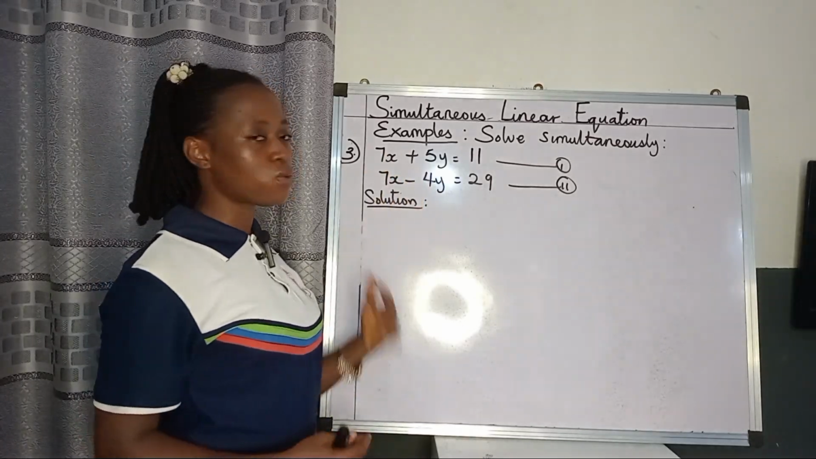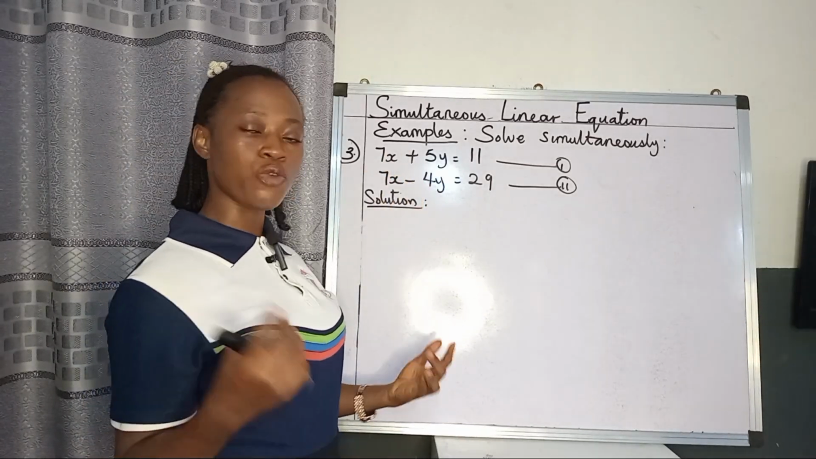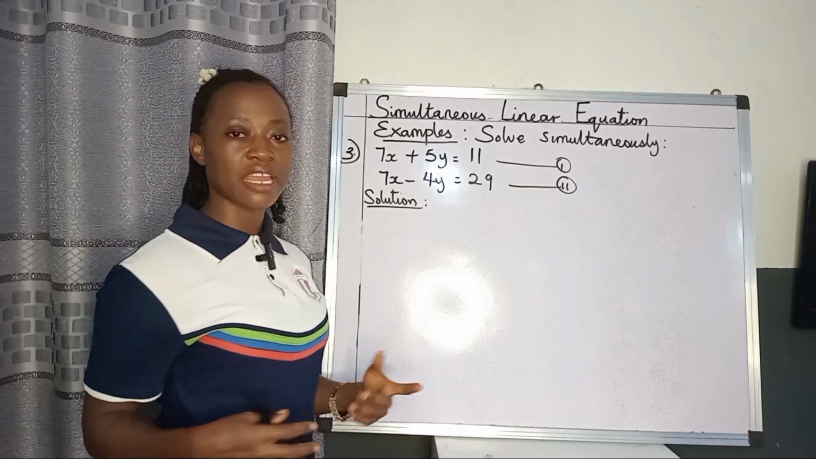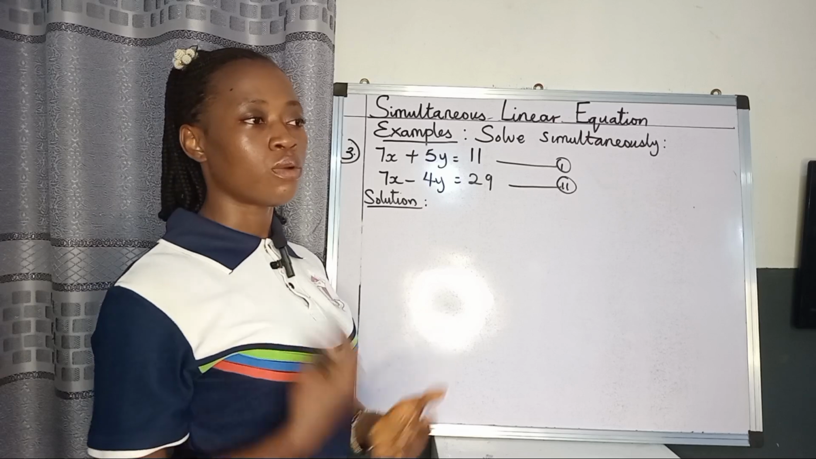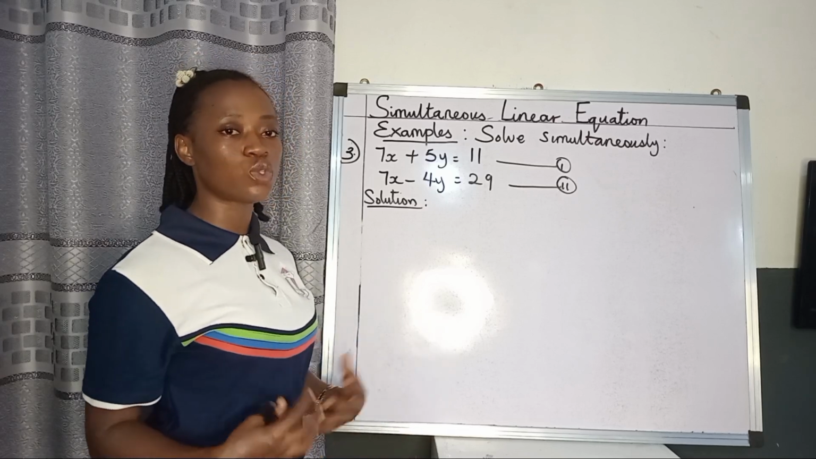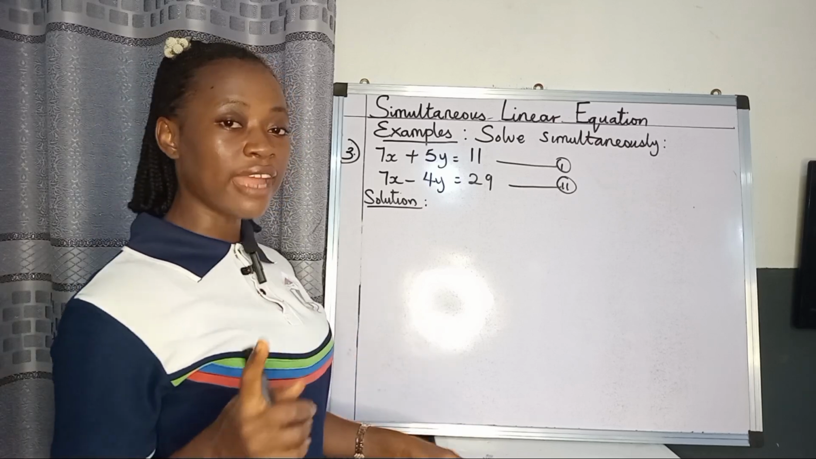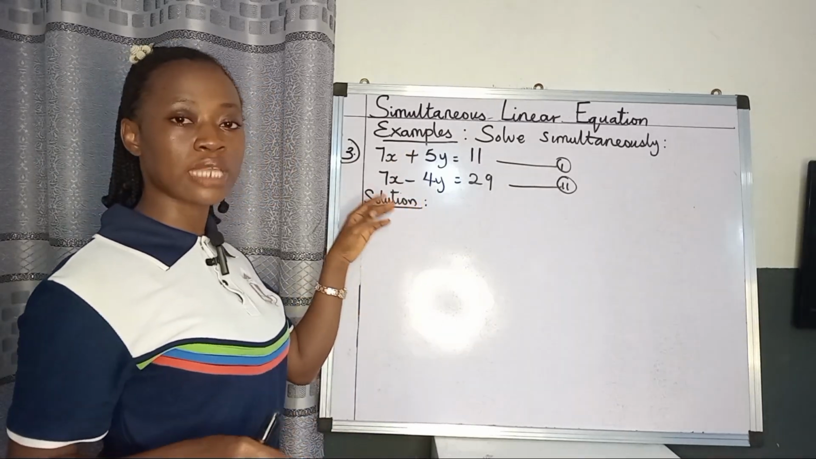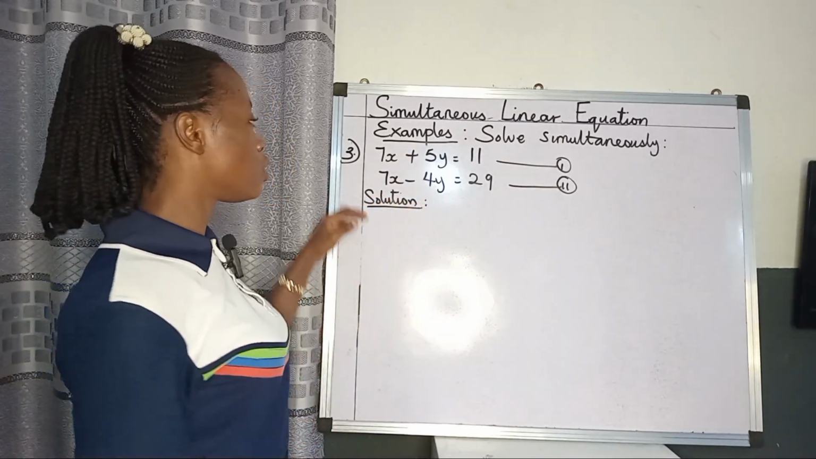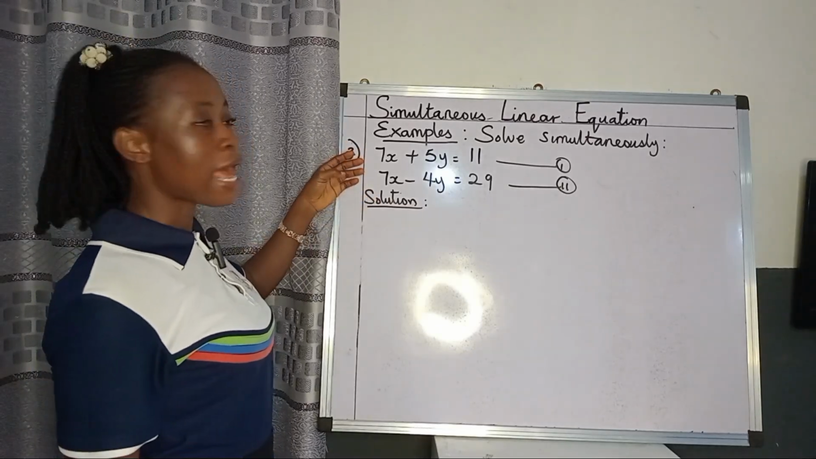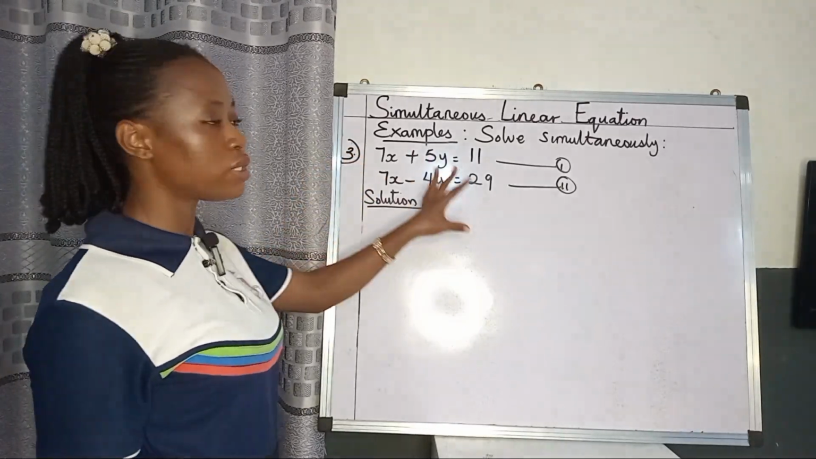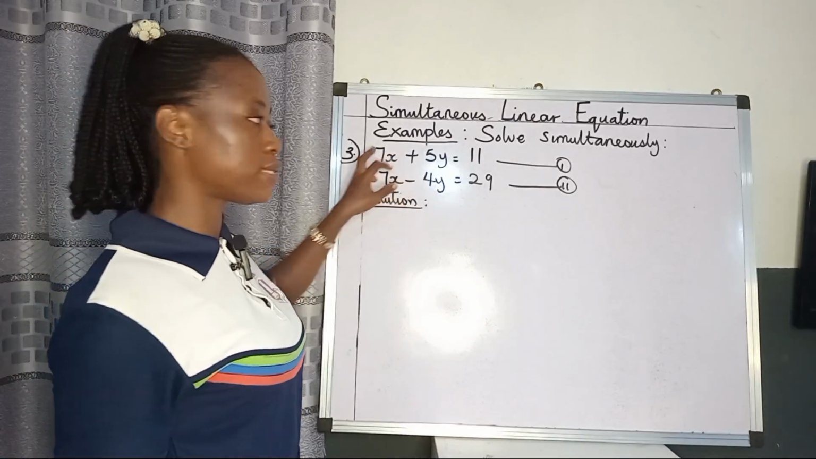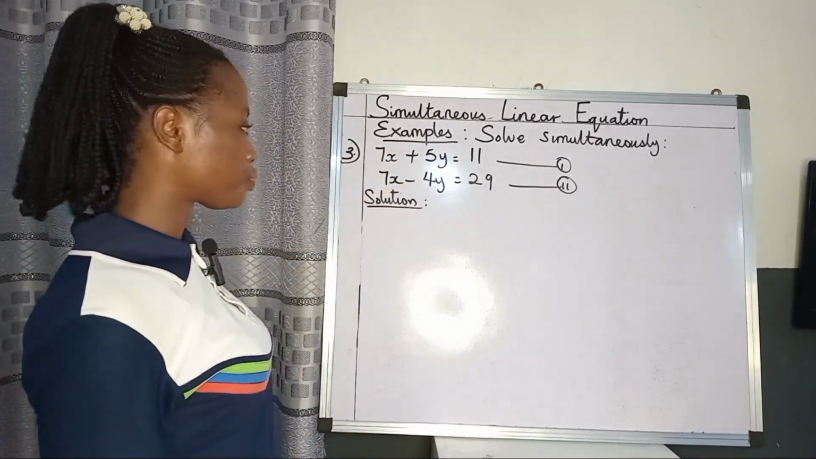If you add the two equations and you were able to eliminate one of the variables, good. But if you added and none of the variables was able to eliminate, then you need to subtract, okay? And mind you, before you add or subtract, one of the variables must have the same coefficient. So in this case, x has the same coefficient in both equations. Equation 1 has 7 as the coefficient of x, same as equation 2.